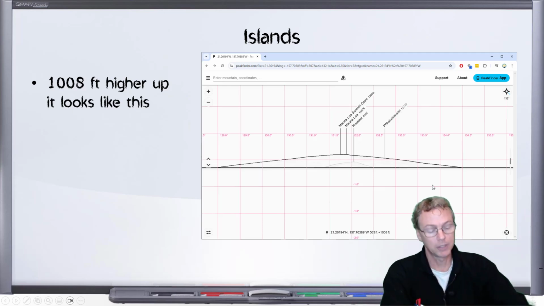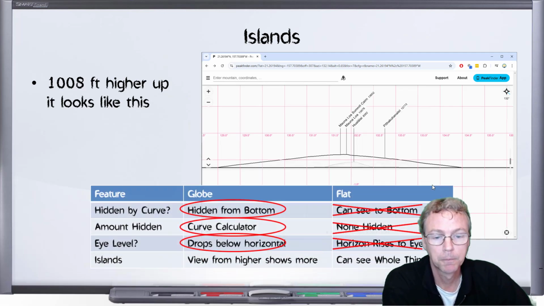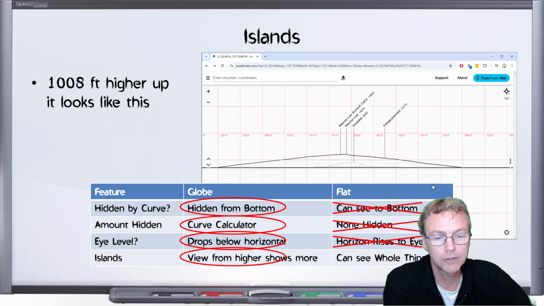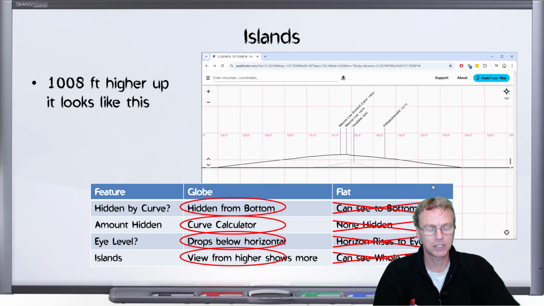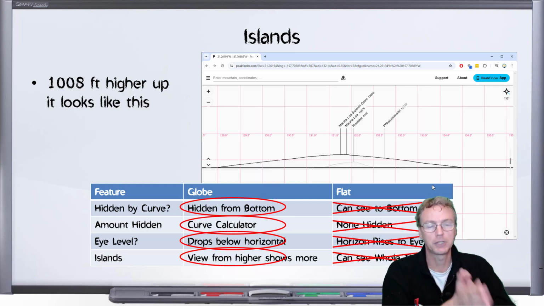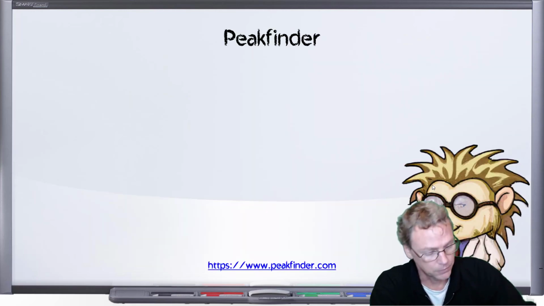So going up clearly is revealing more of the island. That is our fourth test. So we have once again passed the globe simulation test and failed the flat simulation test. All right, summarize.